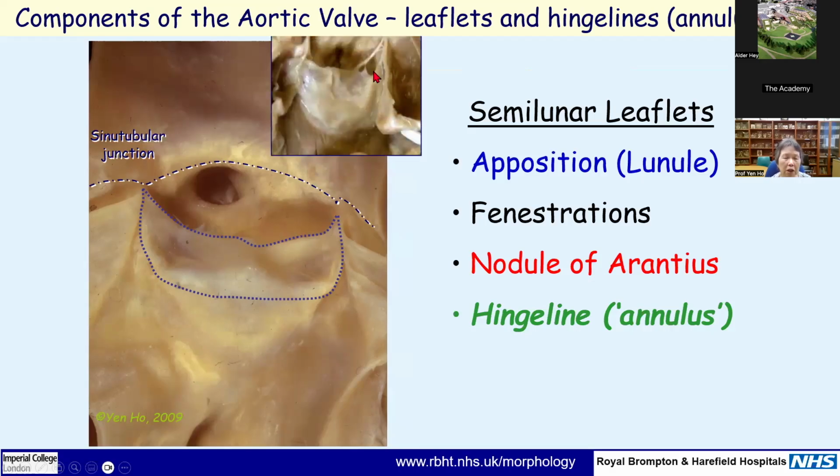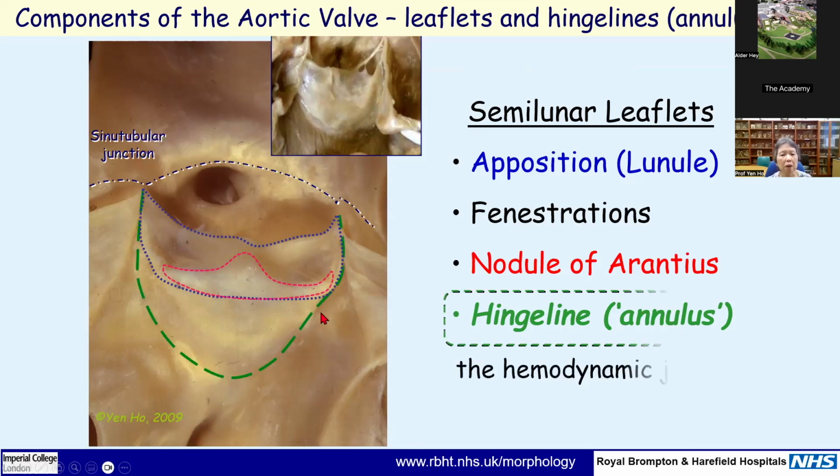Sometimes in this region, in the older specimens especially, we can find fenestrations, but they pose no problem because these are the zones of apposition, so one leaflet abuts upon the surface of another leaflet, so that seals off any fenestrations, in other words. We have the nodule of Arantius, which is the thicker part in this zone of apposition.